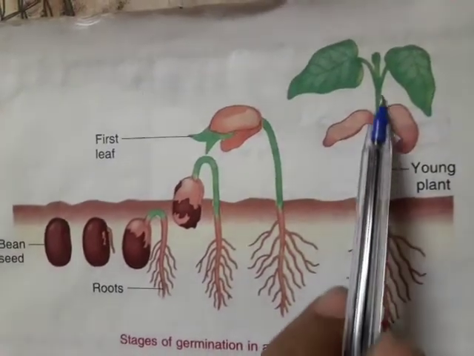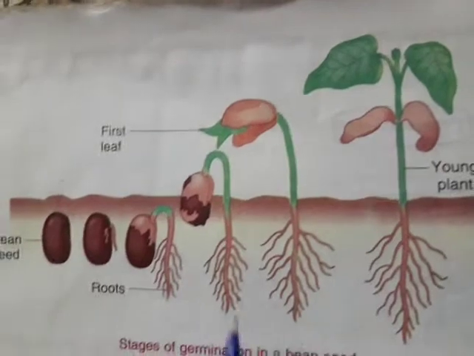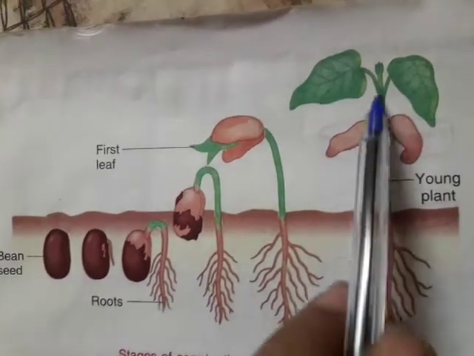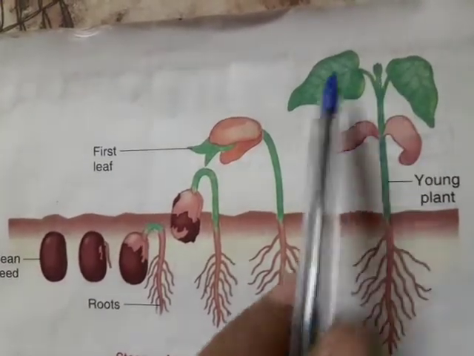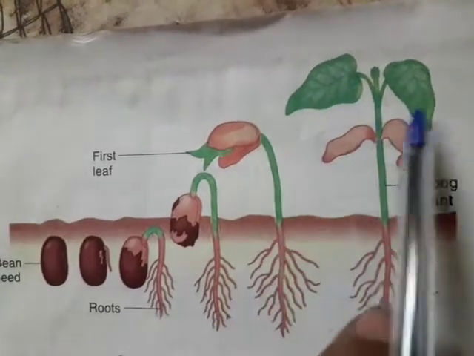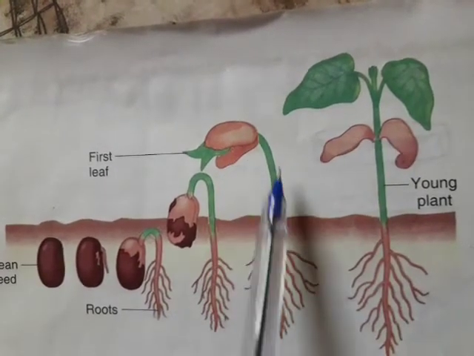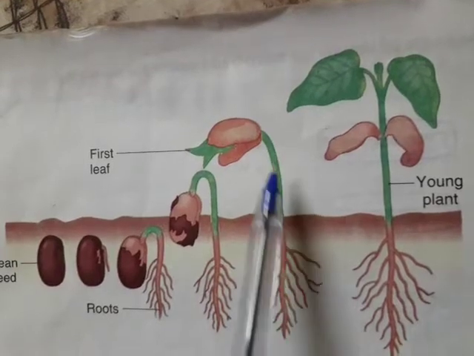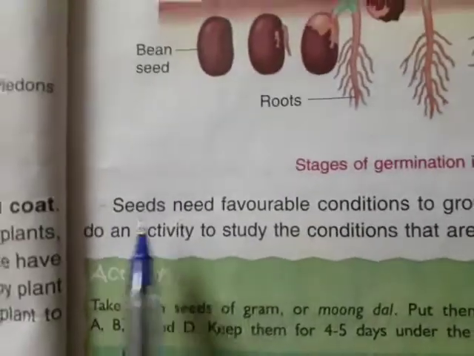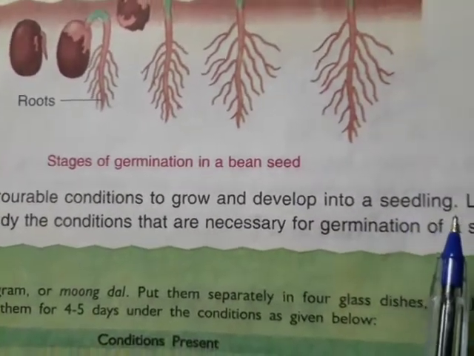After that you see the young plant is growing on. In this way roots develop inside the soil and the shoot develops outside, above the soil towards the air. After developing leaves, the plant carries out the process of photosynthesis, so it makes its own food. But meanwhile, as they are teeny baby plants, they absorb food from the cotyledons. So seeds need favorable conditions to grow and develop into seedlings.